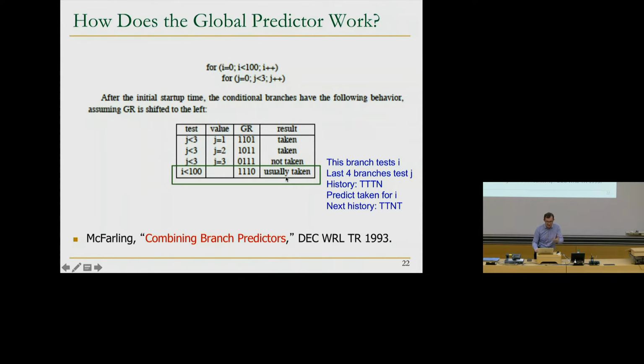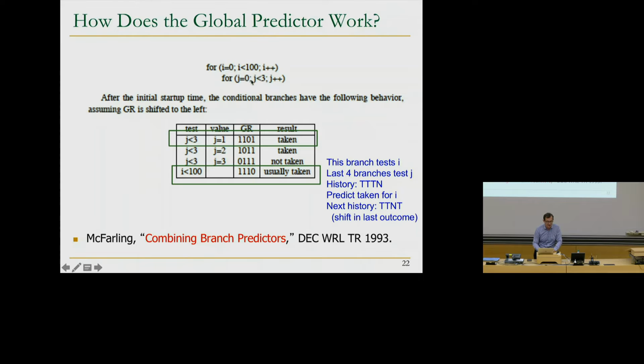Now, the next history will be taken, taken, not taken, taken, because this is going to be taken in this case. It's usually taken, as you can see. Only 1 out of 100 times it's mispredicted. So you shift in the last outcome. So the next time you execute a branch, you will use the next history over here, taken, taken, not taken, taken. And the branch is always taken in this case.